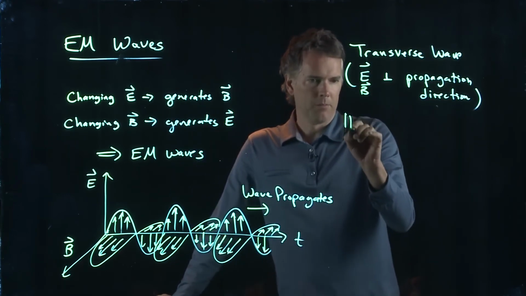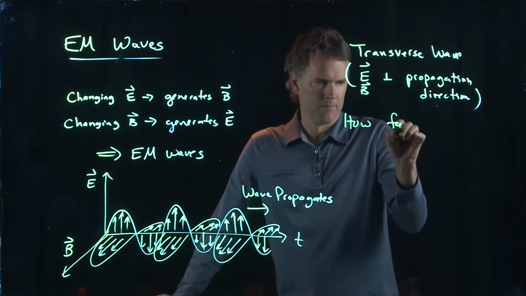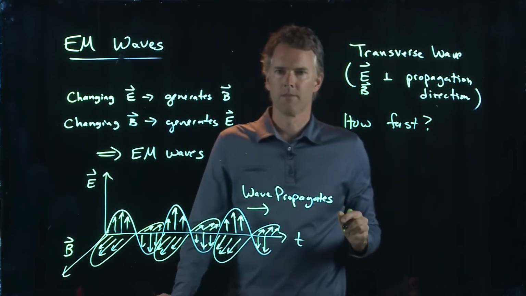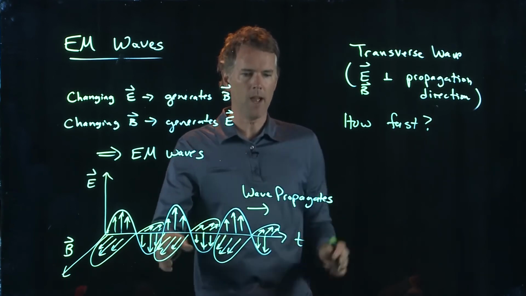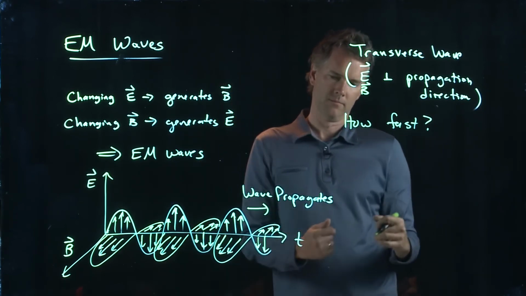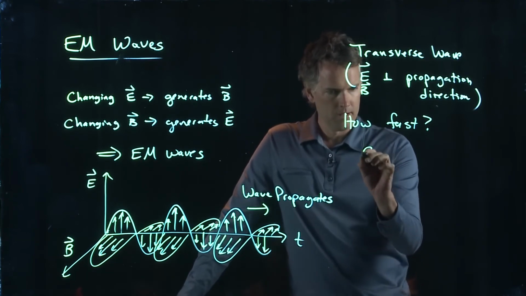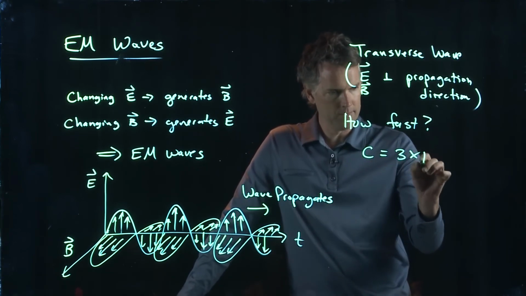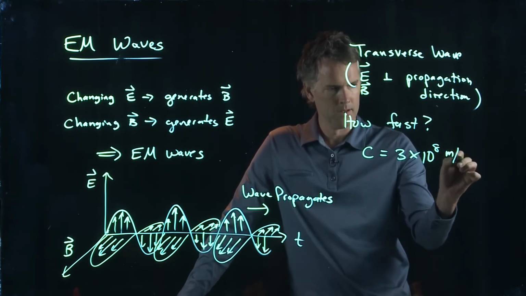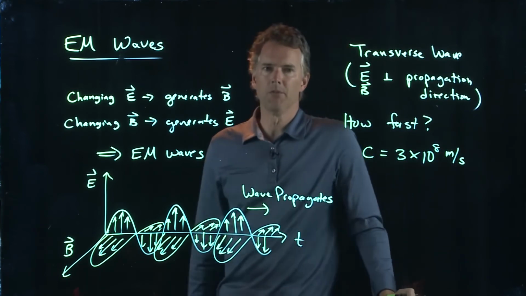How fast are these things moving? How fast does an electromagnetic wave propagate? Well, I think we know the answer to that, right? They propagate at the speed of light, 3 times 10 to the 8th meters per second.